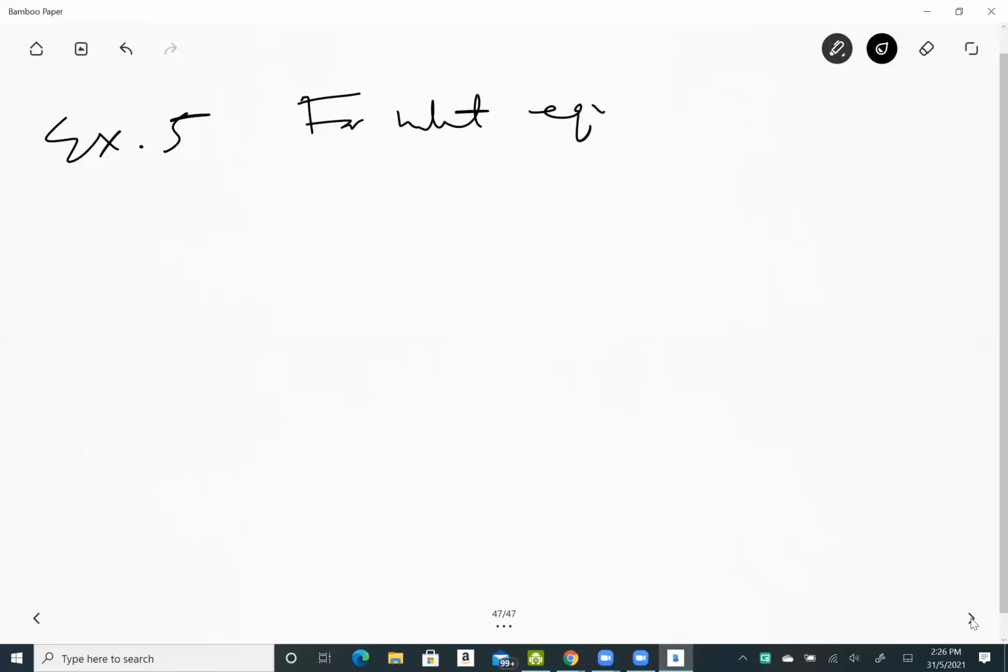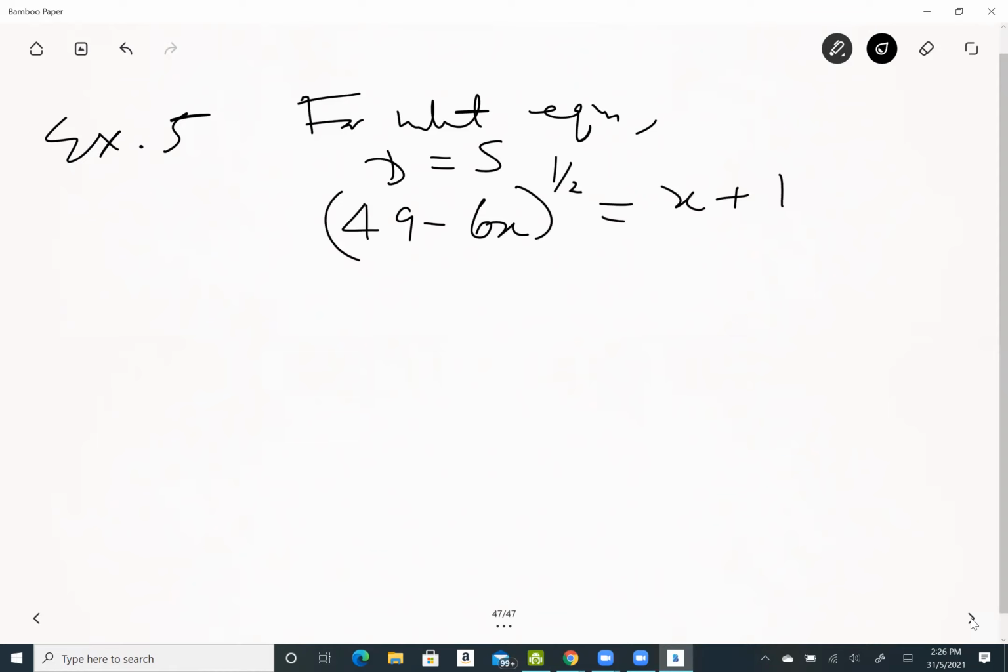So, for market equilibrium, we know what? We know demand should be equal to the supply, because you want to find consumer surplus. So demand equal to supply, and you have the demand, P equal to the square root of 49 minus 6x. So 49 minus 6x, everything to the power of a half, equal to the supply function, which is x plus 1. And you bring the square root to the other side. We got 49 minus 6x equal to (x plus 1) to the power of 2.